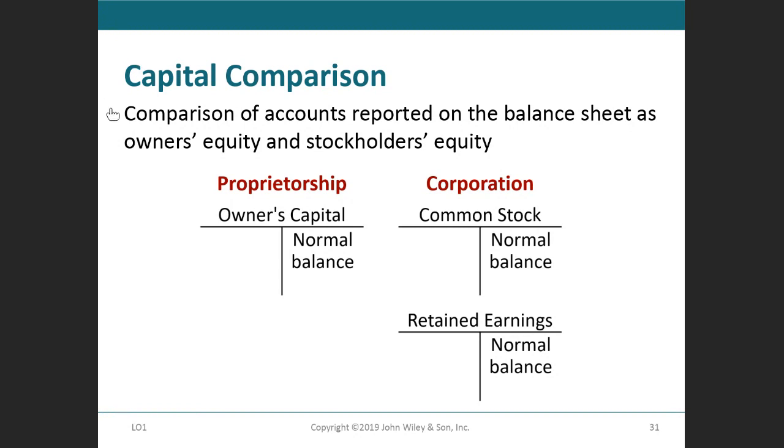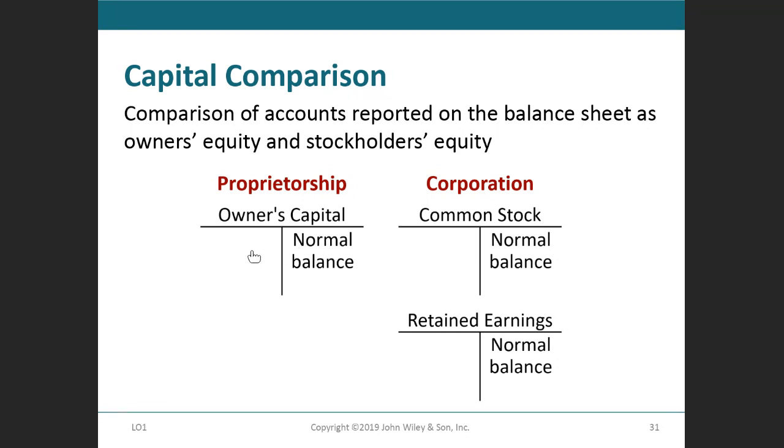So we continue where we left off. You see here the equity account of a proprietorship compared to a corporation. We have two different equity accounts here. One is the common stock, which is from the investment of the shareholders, and then you have the retained earnings. So both of them have a normal balance of credit.